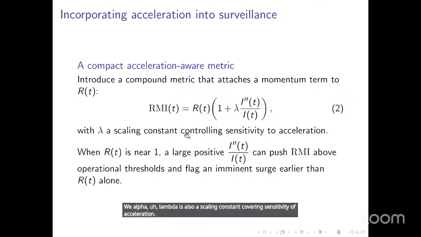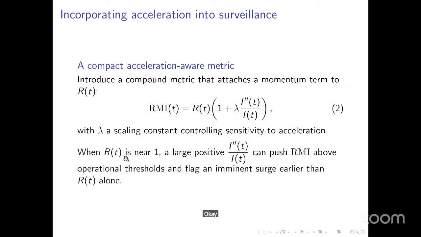This value here, okay, and then R(t) is near 1. So R(t) is near the critical threshold of 1. A significant positive acceleration can elevate RMI(t), this term here, above the operational threshold, providing an early warning signal rather than R(t) alone. So this embeds the predictive power of the second order dynamics into a familiar index.